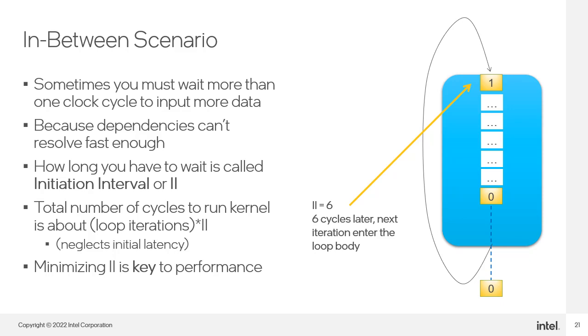Sometimes you must wait more than one clock cycle to feed data into the different stages of the pipeline. This can be because there are dependencies that are failing to resolve fast enough. Like in this example, the II equals 6, implying 6 cycles later, the next iteration enters the body of the loop. This is not an efficient use of the hardware because compared to an II of 1, this operation is 6 times slower. Note that we neglect initial latency because it is usually much smaller than loop iterations. The key to better loop performance is to minimize II. Keep it as close to 1 as possible.